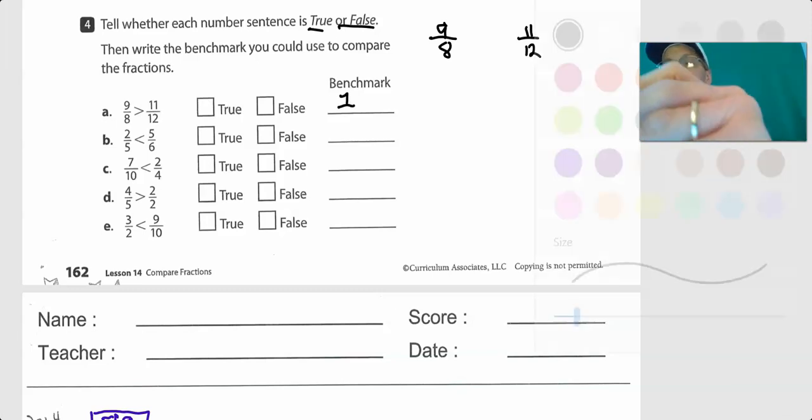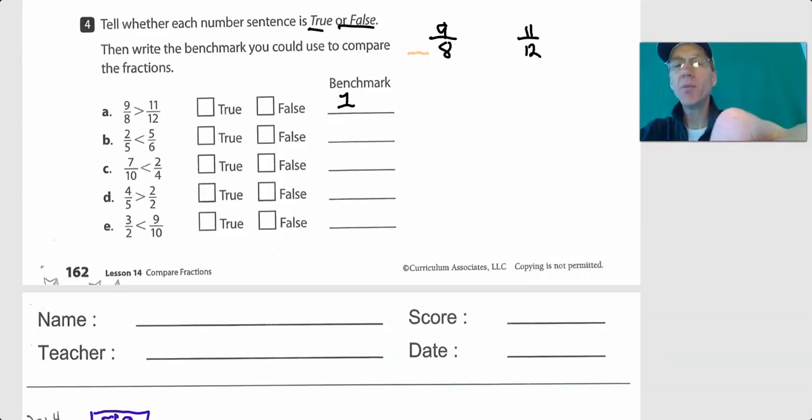This first one here, this has 8 slices in my pizza to make a whole, and I have more than 8. I've got more than 1. So this fraction is greater than 1. 12 slices in my pizza. I don't quite have 1 whole pizza, but I'm just missing 1 little teeny piece. But it is less than 1. So if 9/8 is greater than 1, 11/12 is less, 9/8 is greater than 11/12. That one gets a true.